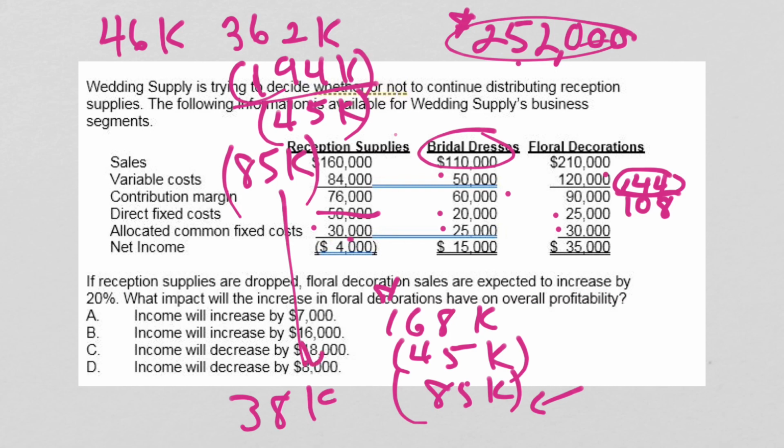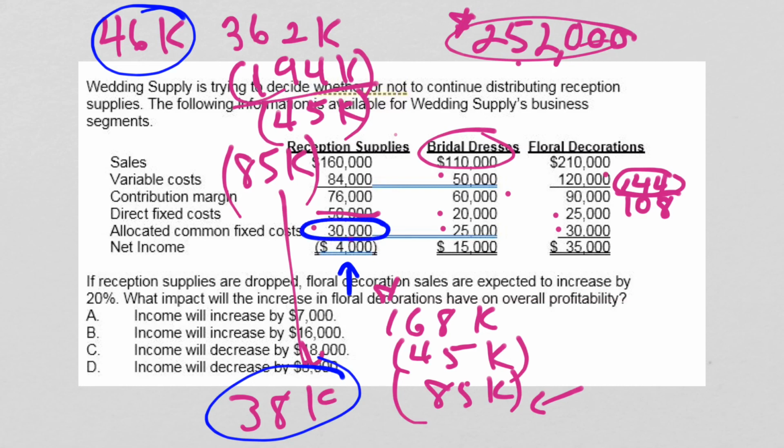Well, now, let's see. So what does that mean? Well, the old number was 46. Remember, that's the old. The new number under this assumption will be 38. So that's, wow, that's not what we would have expected by dropping a product that's losing money. But indeed, that is true because we're not covering all the allocated common fixed costs with whatever the reception supplies was doing. And those costs remain. They're unavoidable. So the answer is going to be C. Income will decrease. Let's just take a look so you can see it. Income will decrease by, I'm sorry, the answer is D, by $8,000.